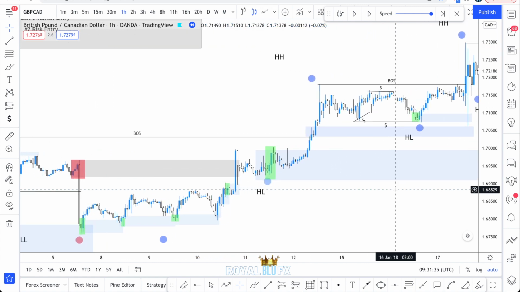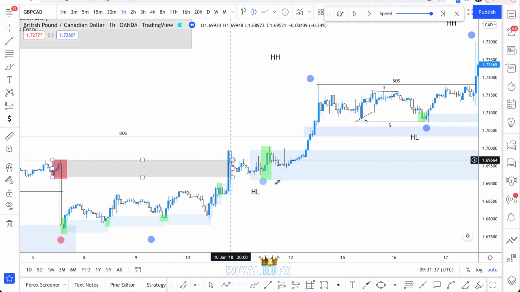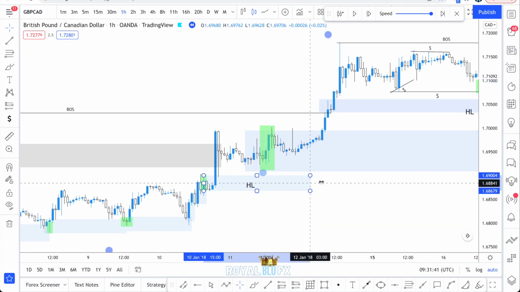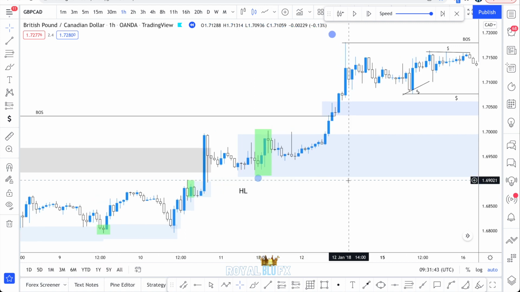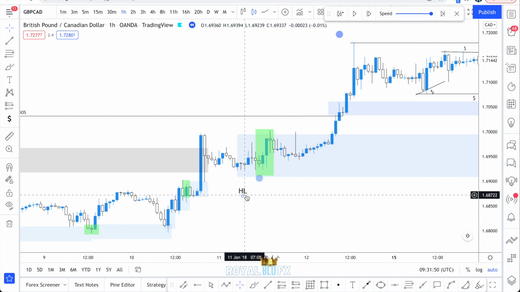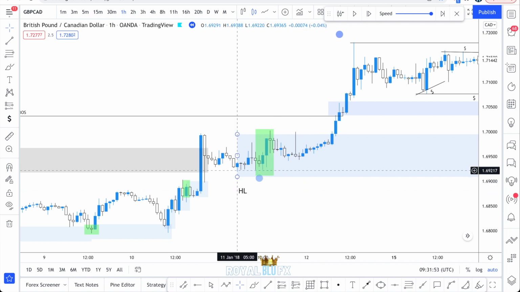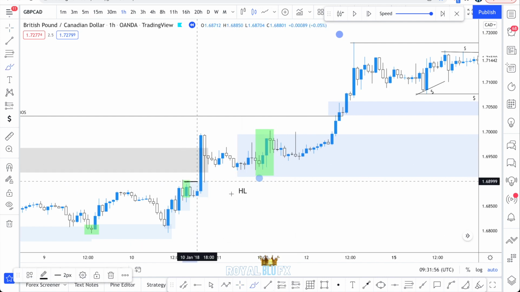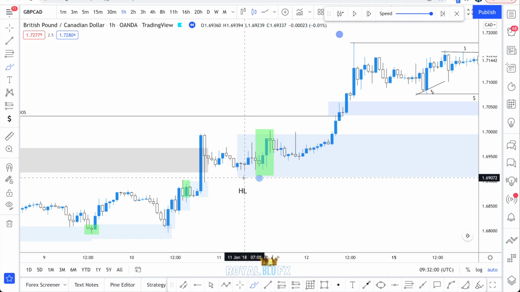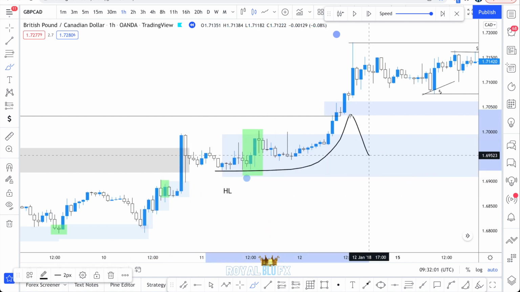As you can see here, we had price break structure. Price hasn't come to retrace here at this area of demand, which is totally fine. If price breaks and does not mitigate, let me repeat that again, don't wait and be stuck on just this area of demand, right? You need to adapt to the market's behavior.